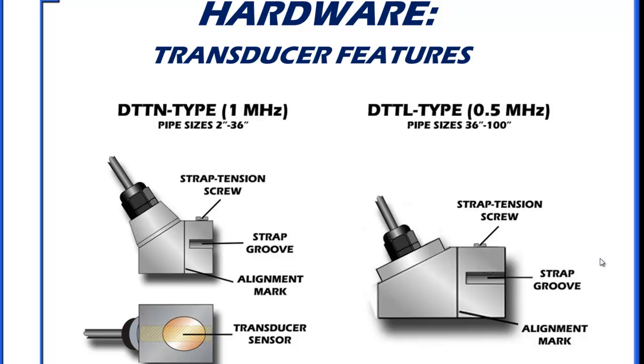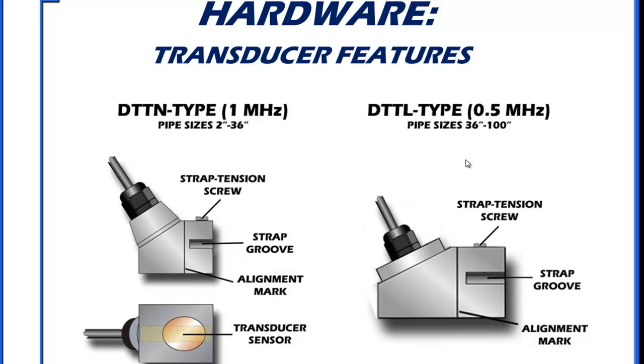So the workhorse is the DTTN style. It's designed for about 2 to 36 inches. And basically there's a pair of transducers. You strap them on the pipe, and this is a notch where a hose clamp comes through to strap it on the pipe. And we'll talk about this later. This is the alignment point where you look for differential.